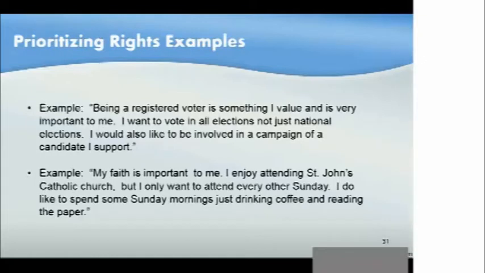There are some examples of prioritizing rights. Being a registered voter is something I value and is very important to me. I want to vote in all elections, not just national elections. I would also like to be involved in a campaign of a candidate I support. Example, my faith is important to me. I enjoy attending St. John's Catholic Church, but I only want to attend every other Sunday. I do like to spend some Sunday mornings just drinking coffee and reading the paper. Good examples of how and how often people choose to exercise their rights.